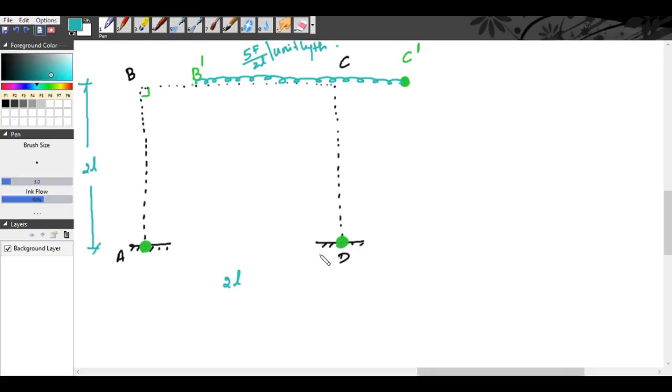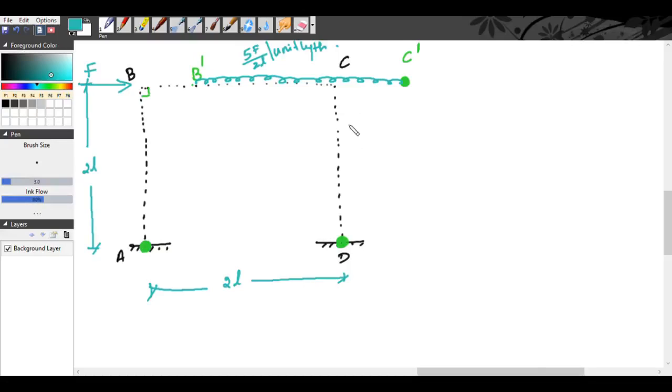Similarly, the distance CD is also 2L. So now this is a symmetric frame, right? But we have a concentrated load of F acting at B, which will make the frame sway towards the right.